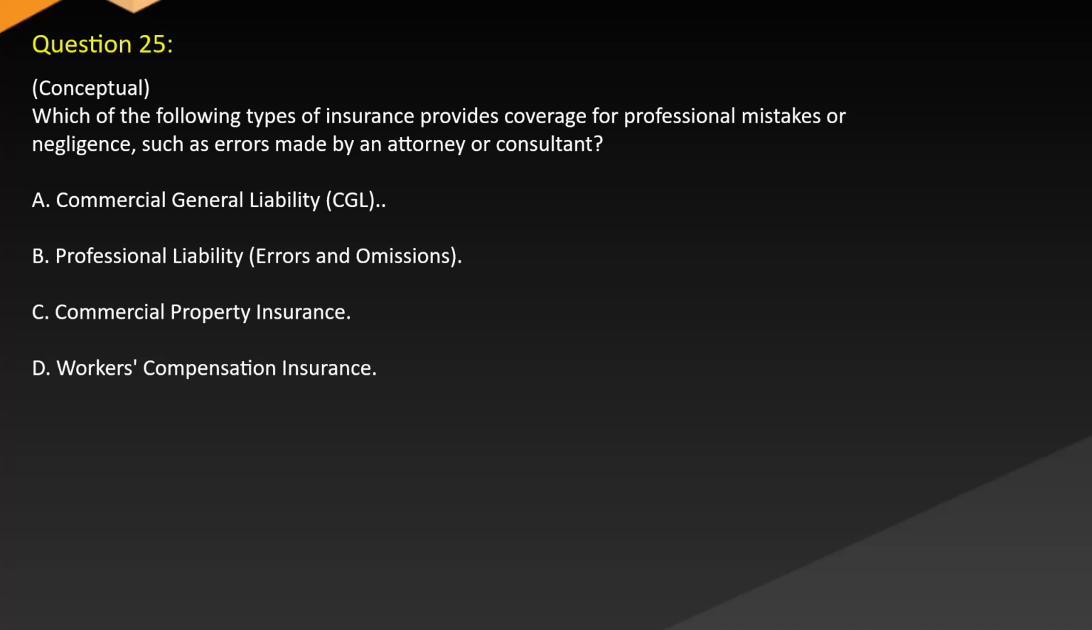Question 25. Conceptual. Which of the following types of insurance provides coverage for professional mistakes or negligence, such as errors made by an attorney or consultant? A. Commercial general liability (CGL). B. Professional liability, errors and omissions. C. Commercial property insurance. D. Workers' compensation insurance.